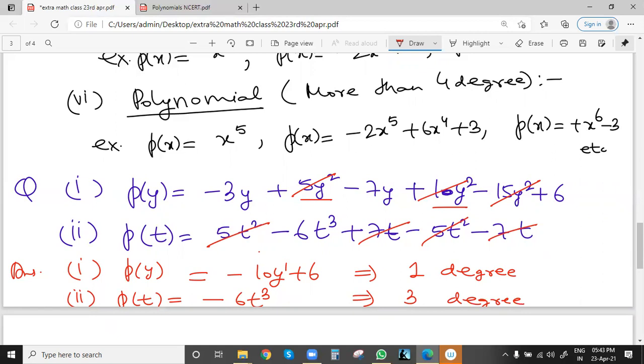Here this polynomial will be called a polynomial in terms of t, because the variable is t, and here a polynomial in terms of y, because the variable is y. Others are coefficients. The y coefficient is minus 3, the y square coefficient was 5, the y coefficient is minus 7, the y square coefficient 10, the y square coefficient minus 15, and 6 is the constant.